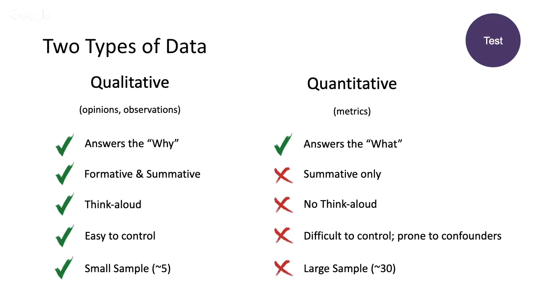Then you have quantitative, which answers the what, it doesn't answer the why. It only shows you what is happening, right? The figures. And summative only, right? Because usually you gather quantitative results based on your prototype, and the prototype is usually produced at the end of the pipeline.